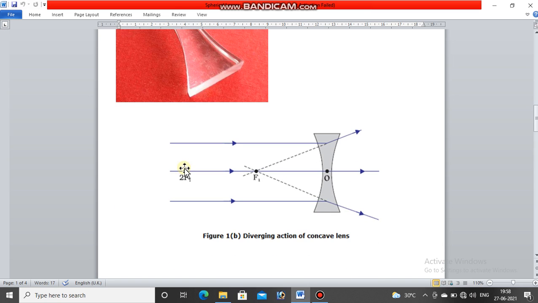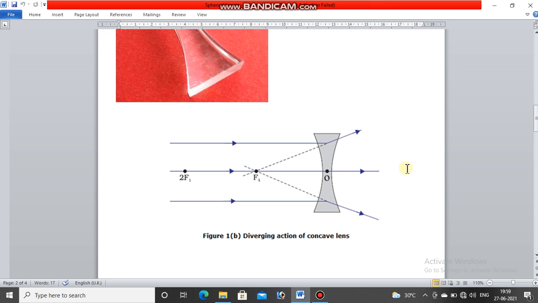If we see the diagrammatic structure of the concave lens, we have the optical center in the middle, and 4 points, 2 on the left hand side and 2 on the right hand side. In this picture the points on the right side are not given. On the left hand side we can see the first point is F1 and the second point is 2F1. Similarly, on the right hand side we have F2 and 2F2.